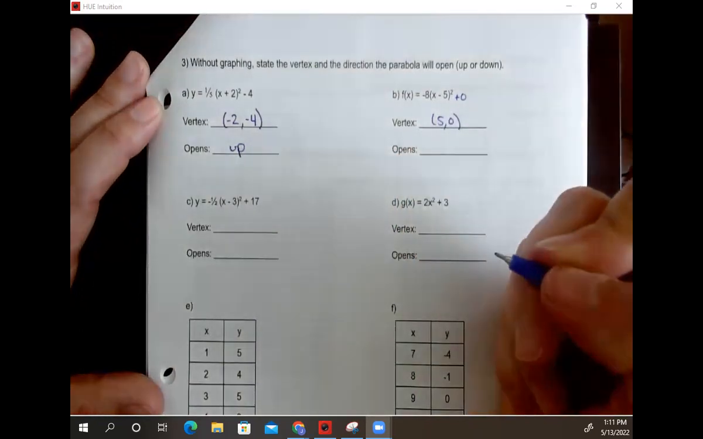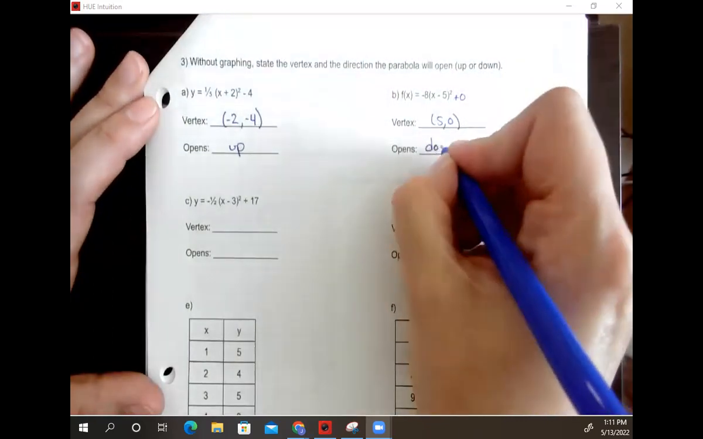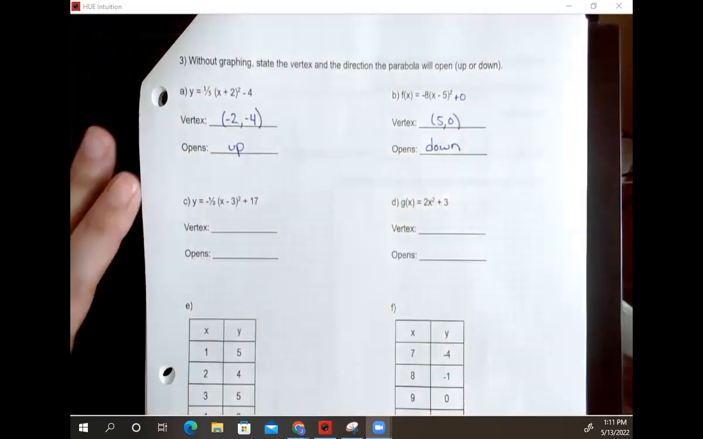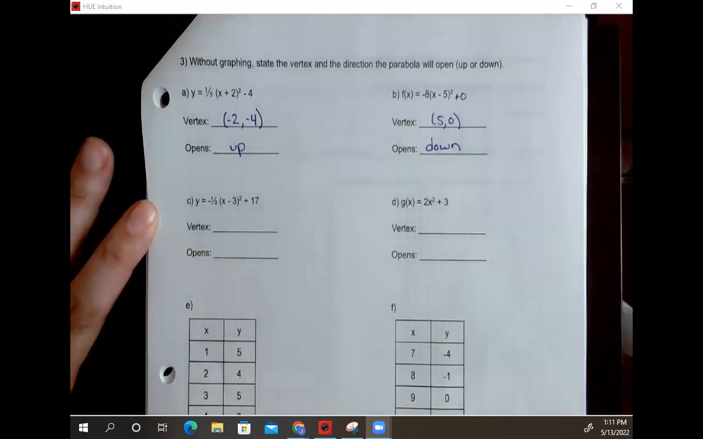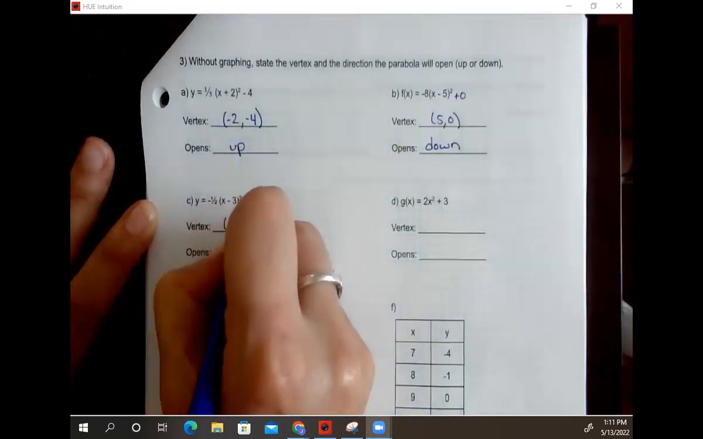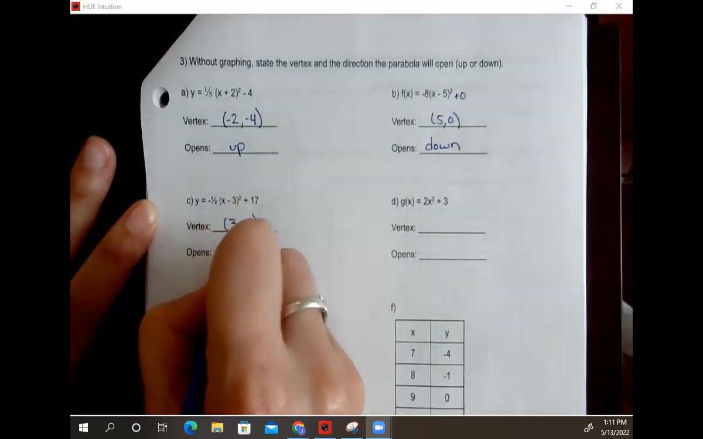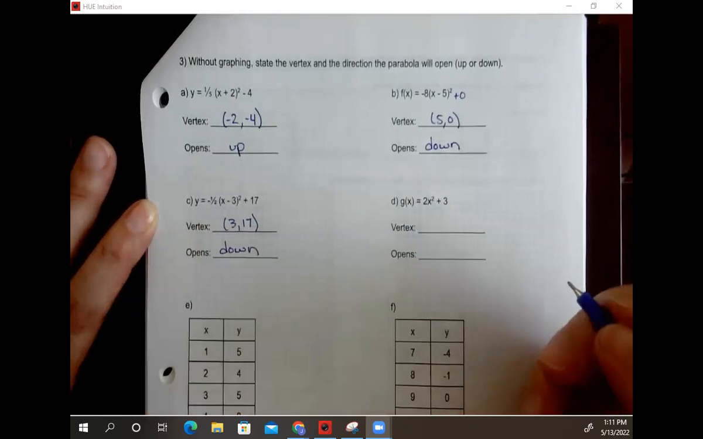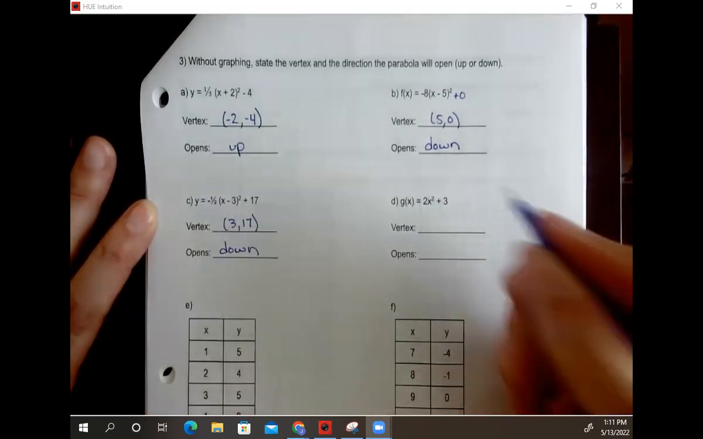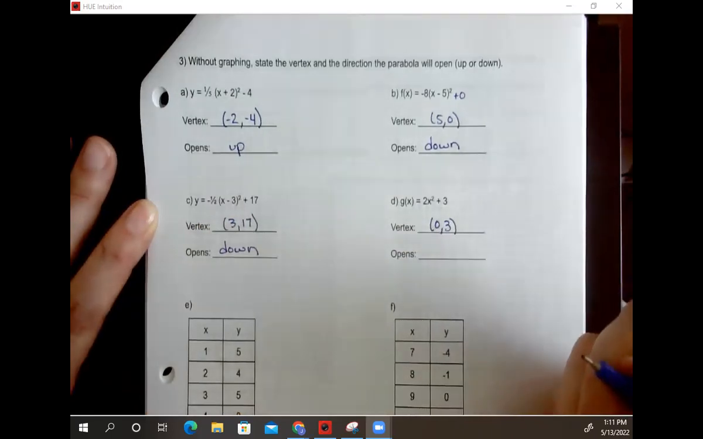Which way does it open? This opens down. Our lead coefficient, our a value, is negative, so this opens down. How about C? Vertex is at 3, 7, and this opens down. For D, good, our vertex is at 0, 3, and this will open up.